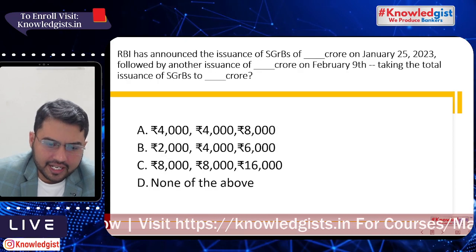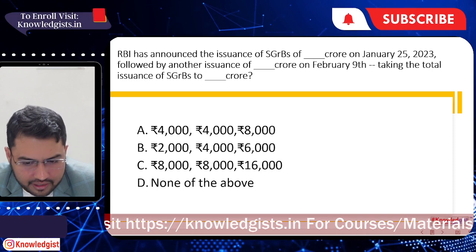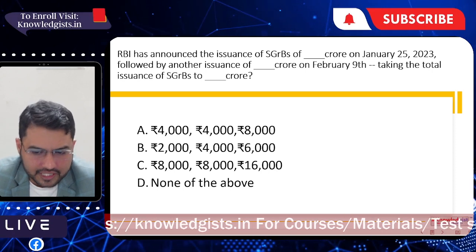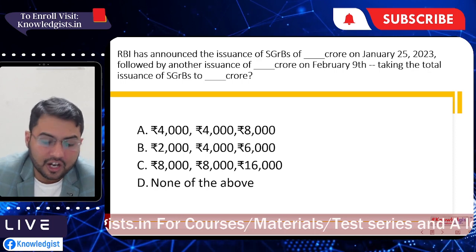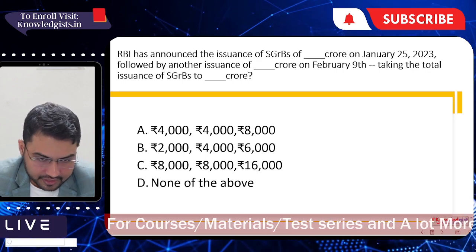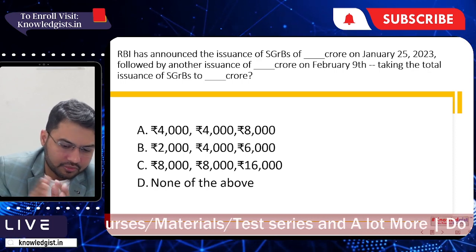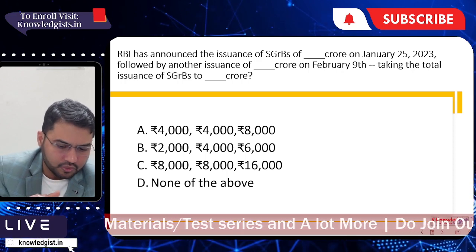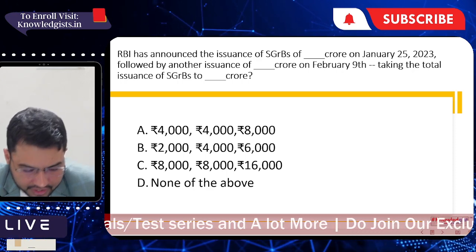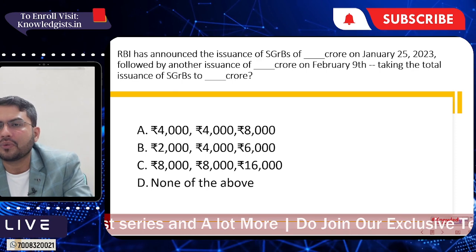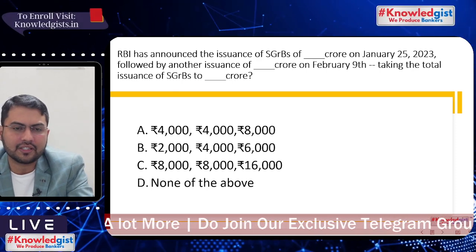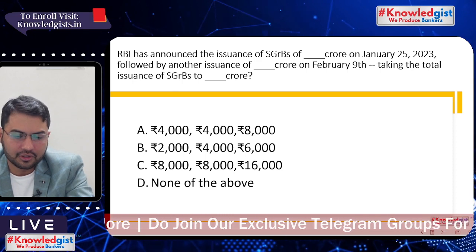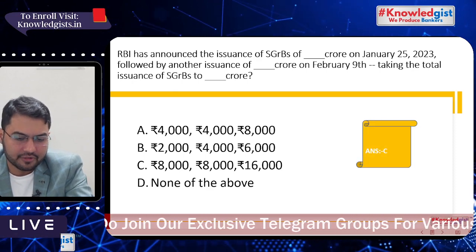So RBI has announced the issuance of sovereign green bonds of how many crore on January 25, how many crore on February 9th, and total how many crore. You can see option A is 4,000, 4,000, 8,000; B is 2, 4, 6; 8, 8, 16; or none of the above. I know you remember the right answer. 8,000 in two tranches, 8,000 each, total 16,000 crore. And C is the right option.